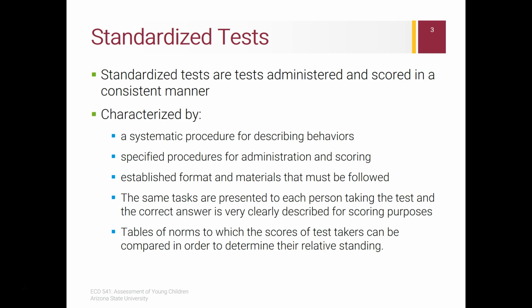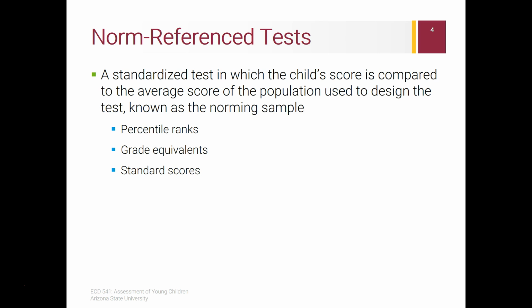Standardized tests also provide tables of norms to which the scores of test takers can be compared in order to determine their relative standing. Norm reference tests allow us to compare a student's skills to others in his or her age group. Norm reference tests are developed by creating test items and then administering the test to a group of students that will be used as the basis of comparison.